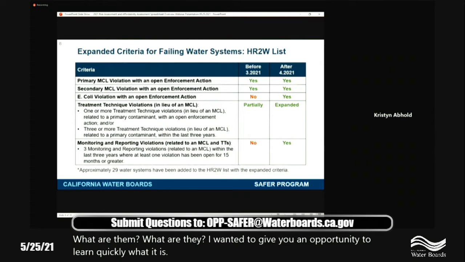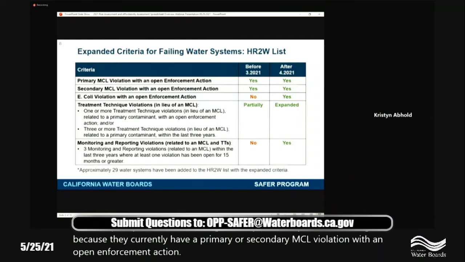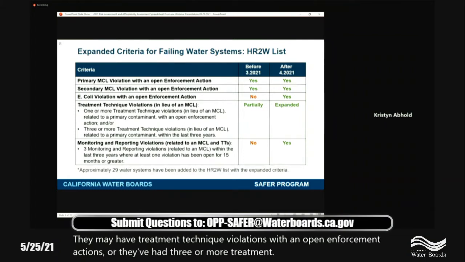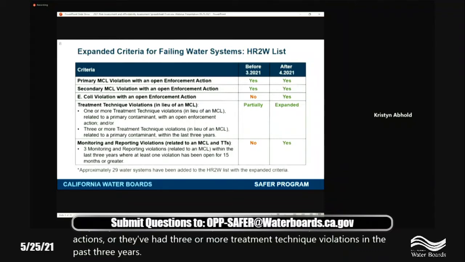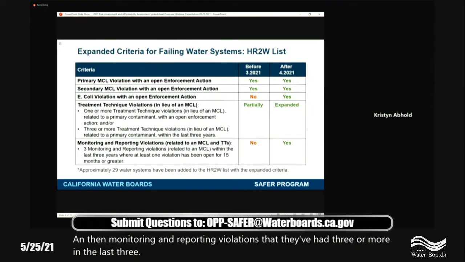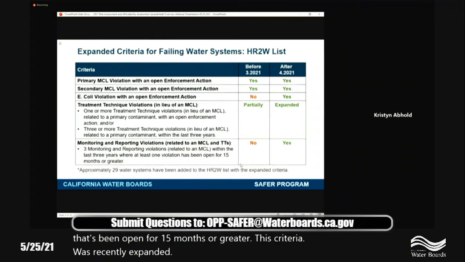So failing water systems could be failing because they currently have a primary or secondary MCL violation with an open enforcement action, or an E. coli violation with an open enforcement action. They may have treatment technique violations with an open enforcement action, or they've had 3 or more treatment technique violations in the past 3 years. And then monitoring and reporting violations, if they've had 3 or more in the last 3 years, and one of them still has an open enforcement action that's been open for 15 months or greater. This criteria was recently expanded, and you can see that on the slide here, but we are using this to identify our systems that are failing.